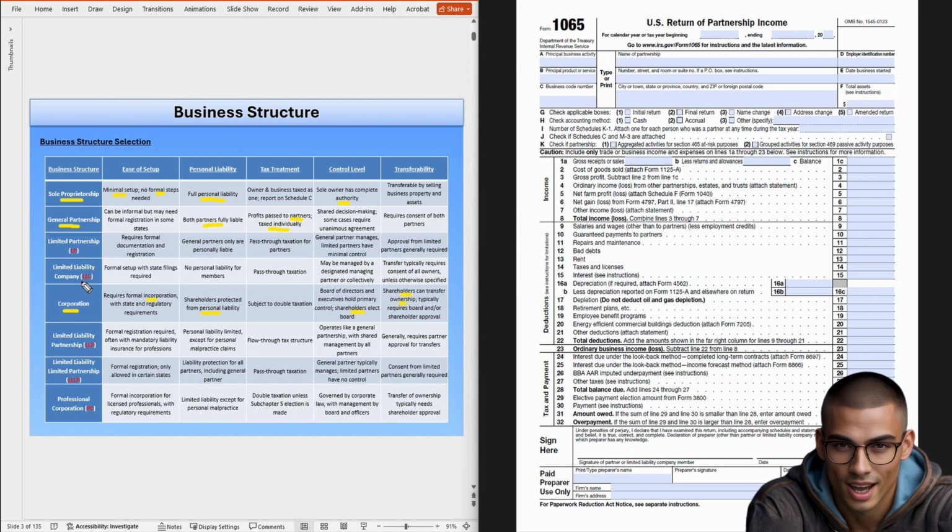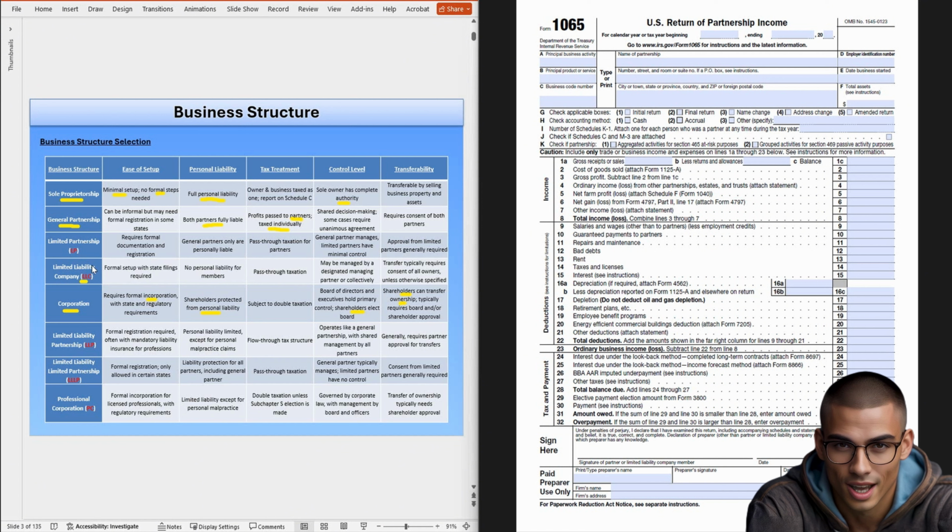And lastly, we have LLCs. What I want you to remember about LLCs is that you can be a multi-member LLC, which is a general partnership, or you can be a single member LLC, which is a sole proprietorship. So if you were a one-person LLC, then you would report your LLC information on your Schedule C, sole proprietorship, because you're the only owner. If there's multiple members of the LLC, then they would be reported on Form 1065.